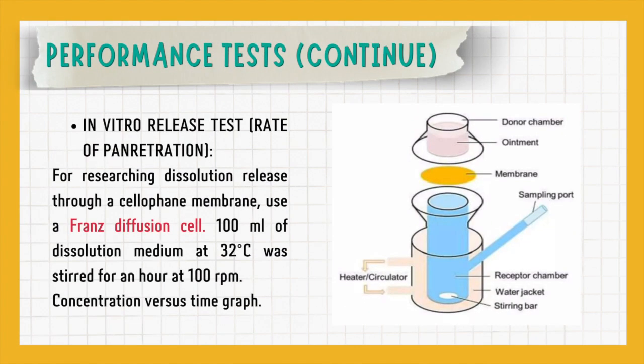In vitro release test. Release through a cellophane membrane. Use a Franz diffusion cell. 100 milliliters of dissolution medium at 32 degrees Celsius is stirred for an hour at 100 revolutions per minute. Plot a concentration versus time graph.